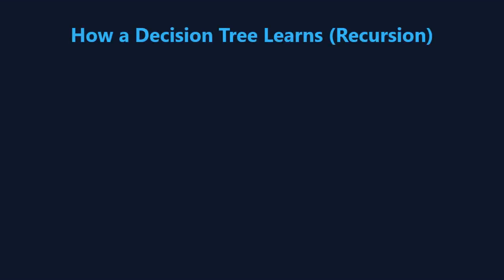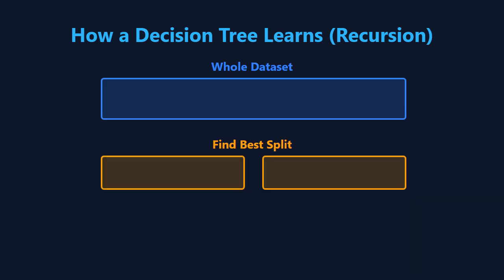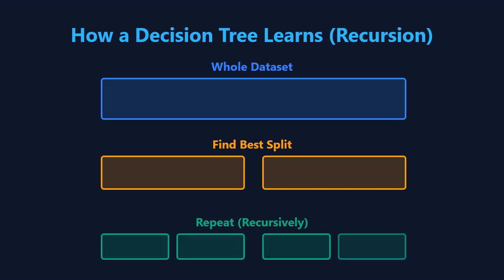Let's put everything together. First, the algorithm receives the training data. Then it searches for possible splits. For each split, it calculates how much impurity is reduced. It chooses the best split. Then it repeats the same process on the resulting groups. This continues recursively until one of the stopping conditions is reached. So, we don't want a tree to grow forever.